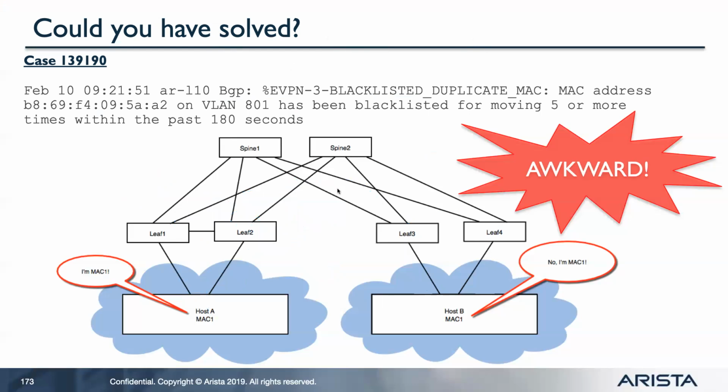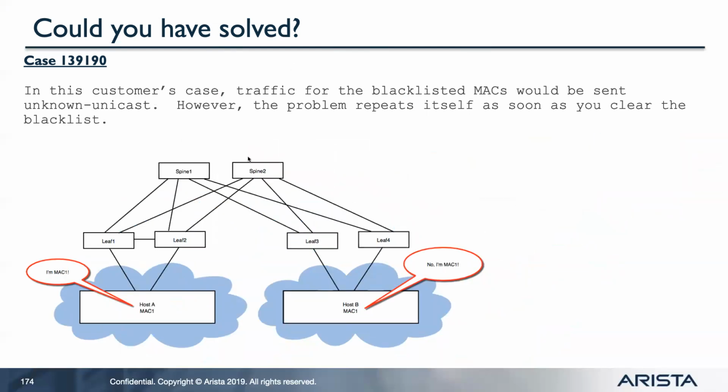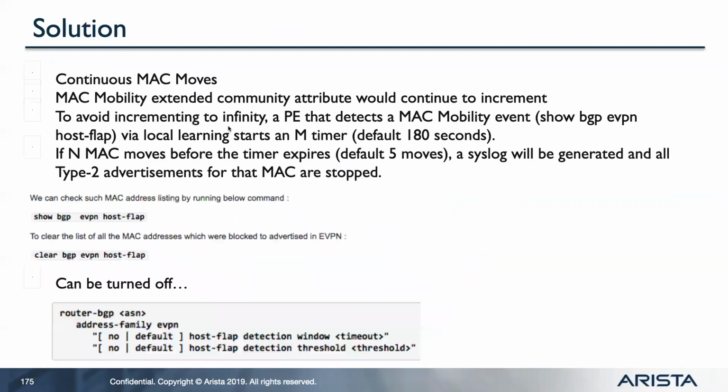This is the one you can keep in mind. So what happens is, as we discussed, traffic will be flooded to all the VTEPs, and if there are 50 VTEPs, 50x traffic will go for that MAC, so the uplink can definitely be overutilized. What you can do is clear the blacklist. But if there is still a loop or duplicate MAC, it will come back again and basically blacklist that MAC address.